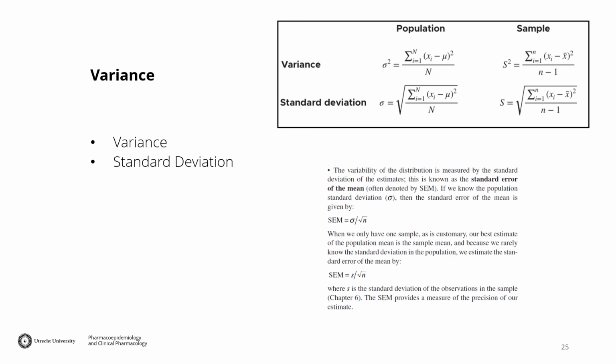And in addition to the variance and standard deviation, we can also calculate the standard error of the mean. So that's something that we usually denote with SEM. And that calculation is very simple. It's basically you take the standard deviation for either the population or the sample, and then you divide that number with the square root of the amount of patients or sample that you have.